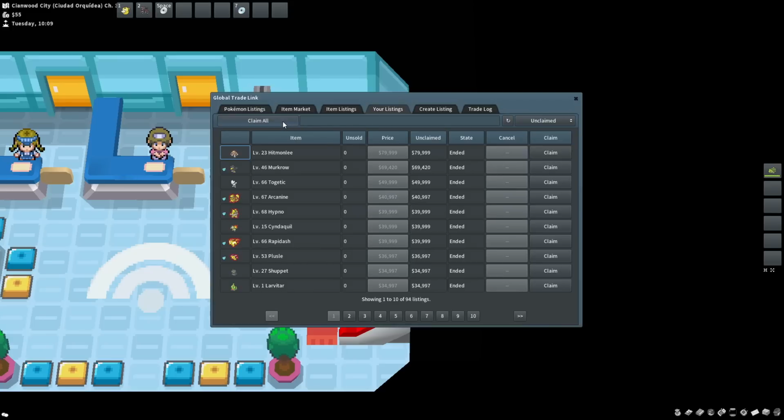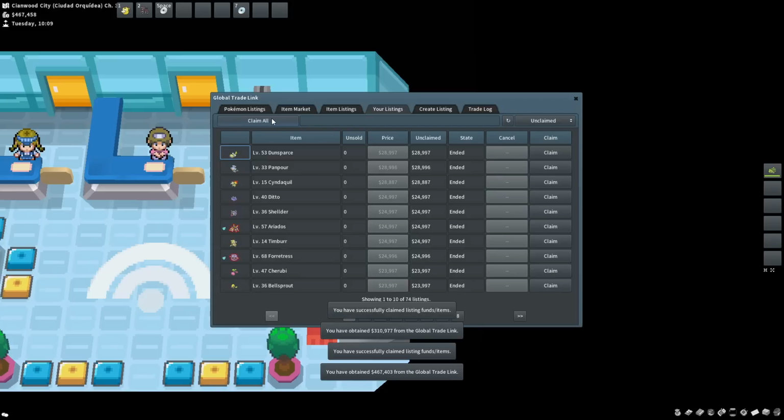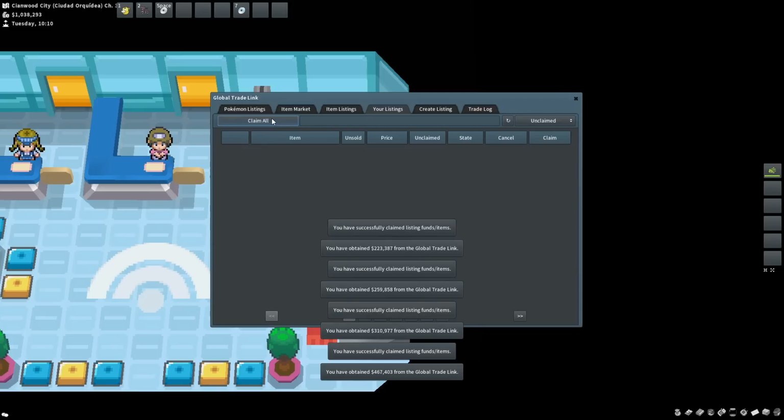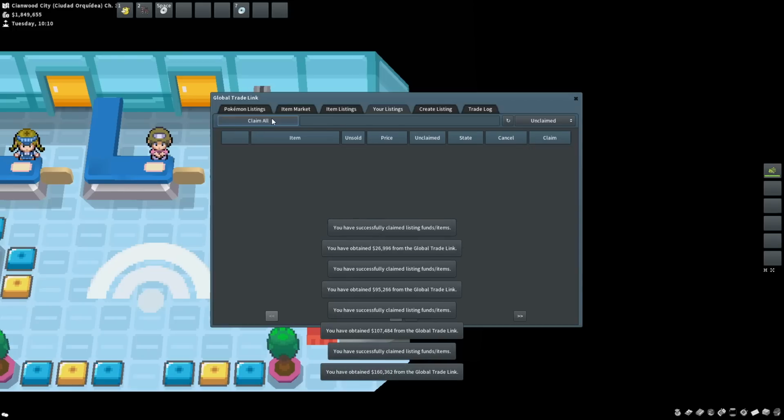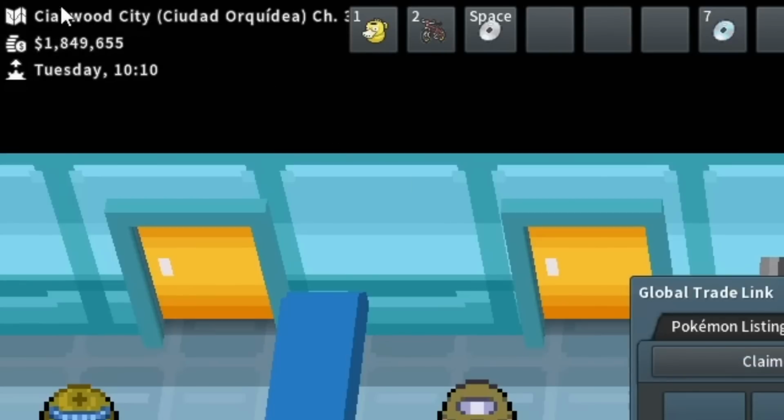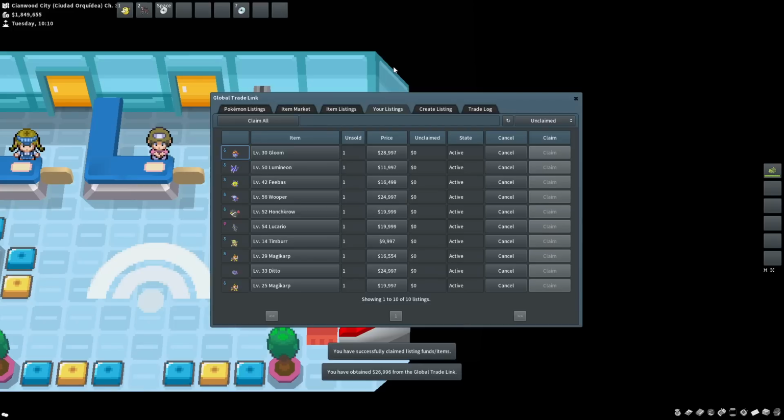So we started with 1 million, now we're at 55, and let's claim everything. And there we go, we're about 1.8 million with 1 million invested. And there are 10 things which didn't sell.